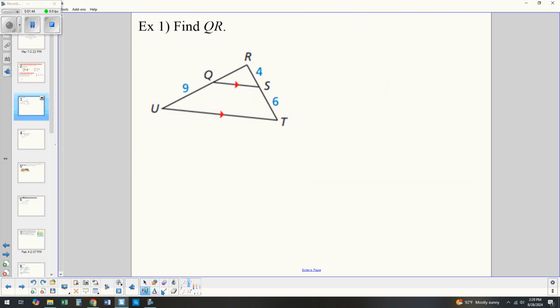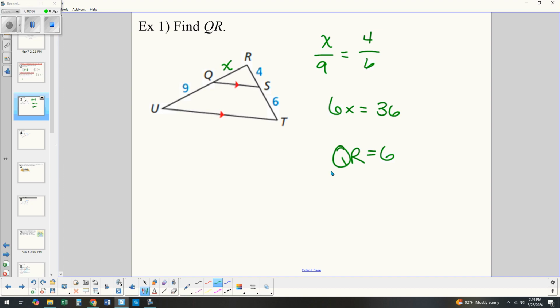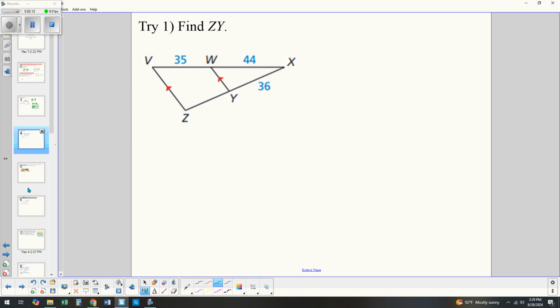So for example 1, we want to find QR, so let's put a variable there. I'm going to do this as it appears. I'm going to put the x over the 9 and the 4 over the 6, because 4 was over the 6, x was over the 9. So when I cross multiply, we get 6x is 36, so x is 6, so QR is 6. And that's all there is to that. So you can go ahead and try this one. Pause. Answers are posted online.